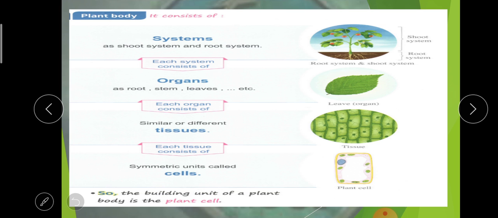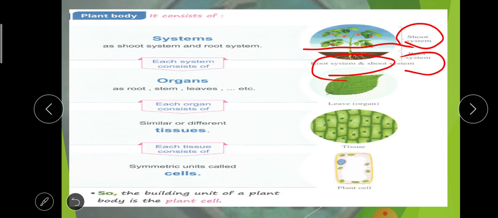The animal cell is different from the plant cell. The shape of plant differs from the animal body. So the plant body consists of systems such as a shoot system, which is above the ground, and the root system, which is under the ground. Each system consists of organs. For example, the shoot system consists of leaves, stem, and flowers. The root system consists of roots.